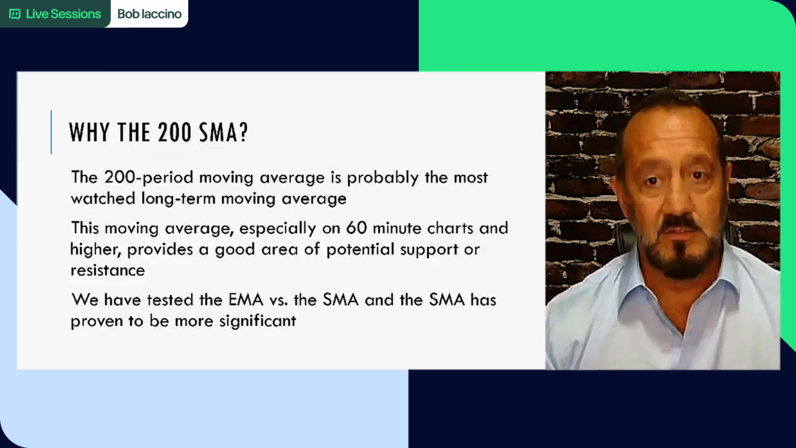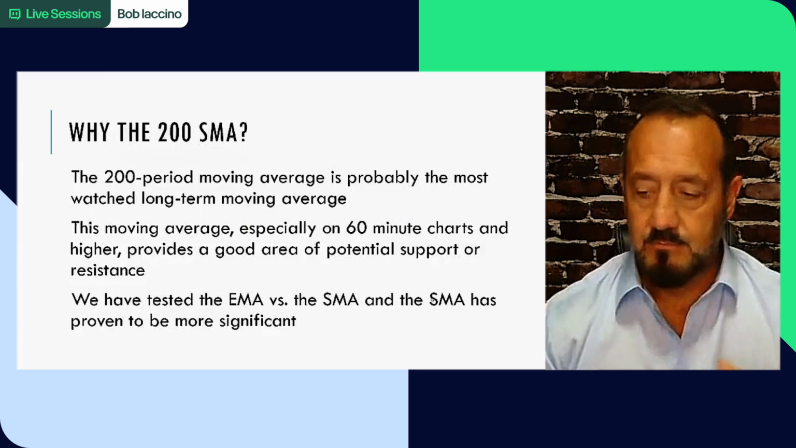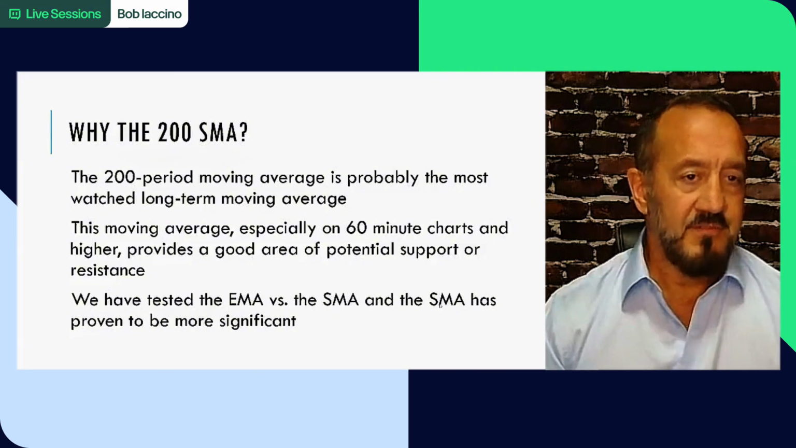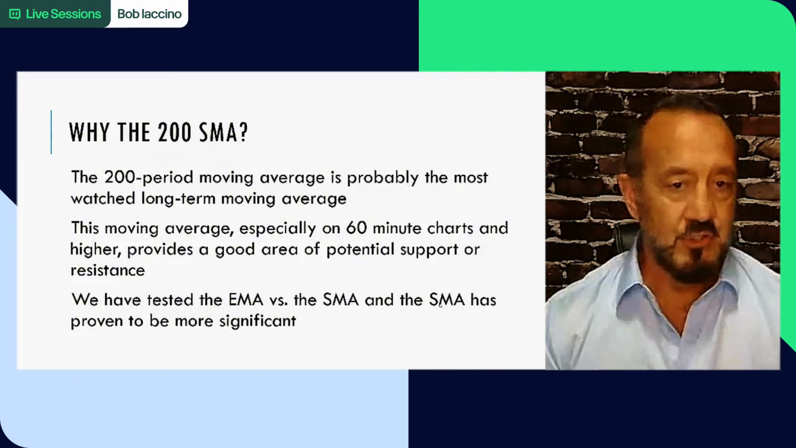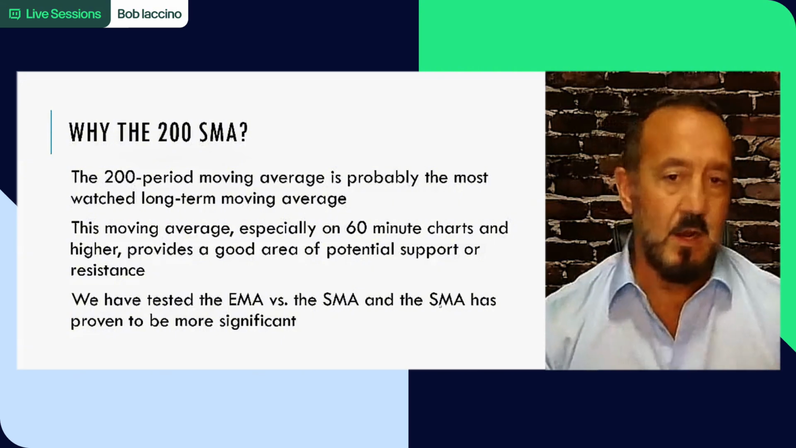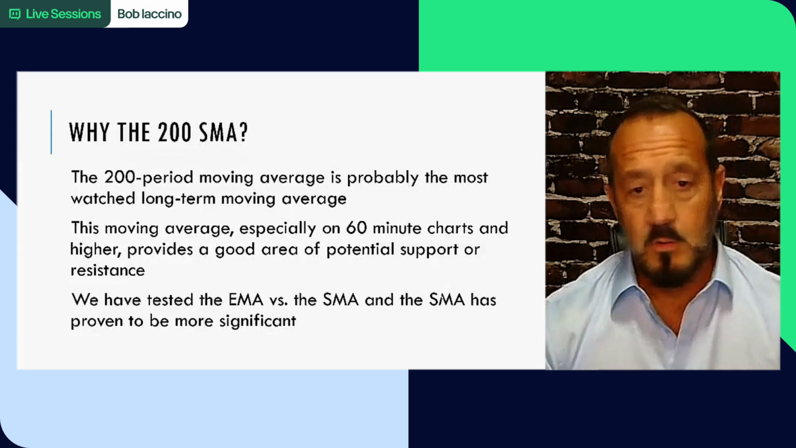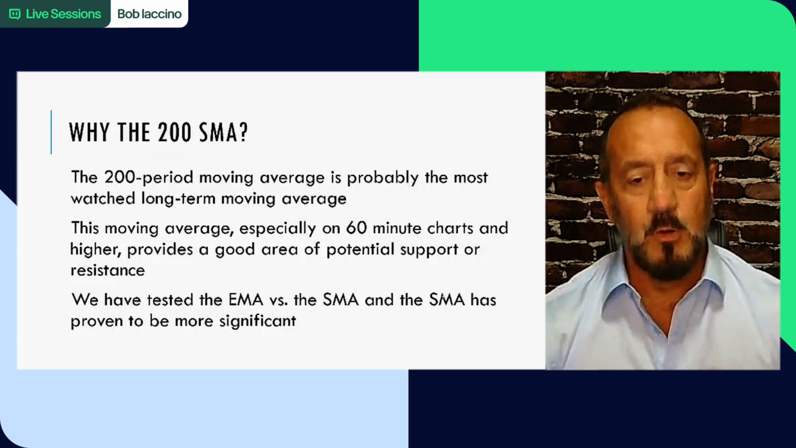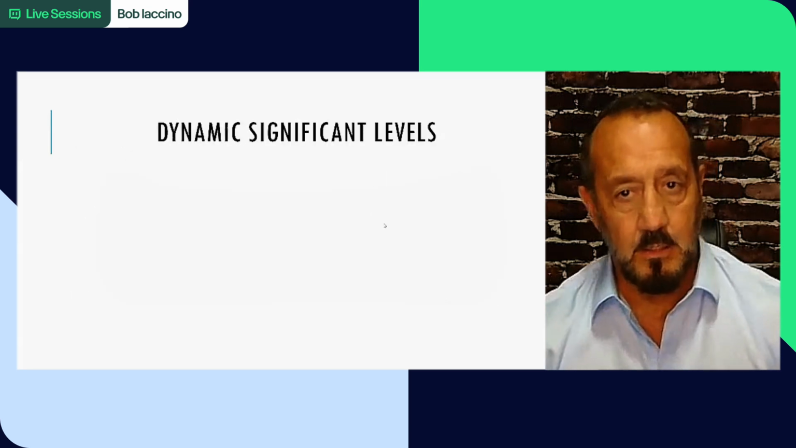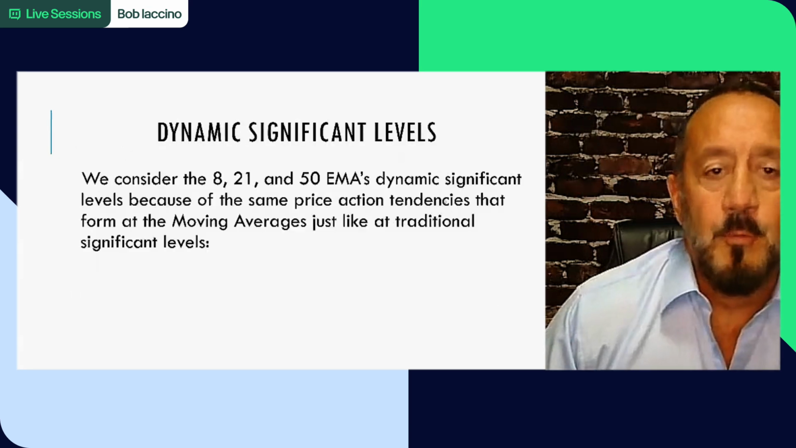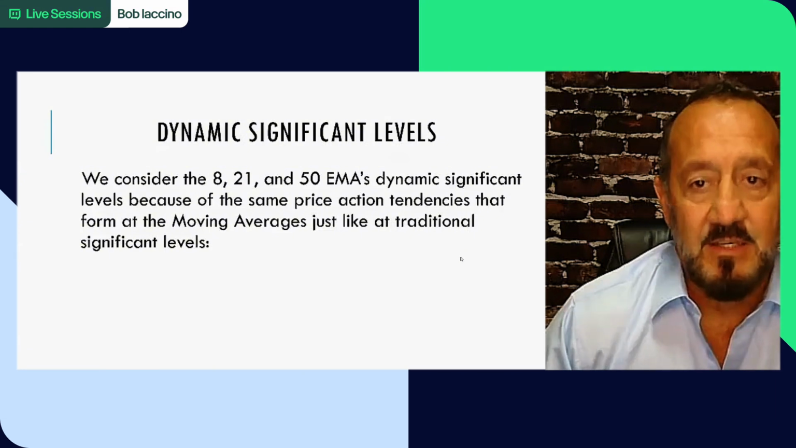testing environment. So again, we didn't just say the 50 tested out better as an exponential. The 8 and the 21 tested out better as an exponential, so we'll just do the 200 EMA. No, we tested them, and the 200 SMA works better. And these form our dynamic significant levels.